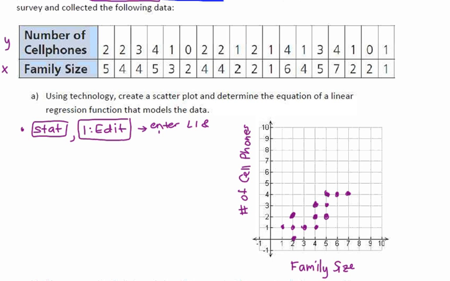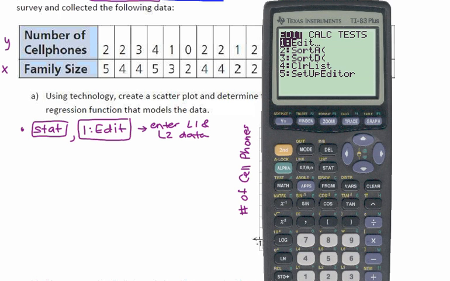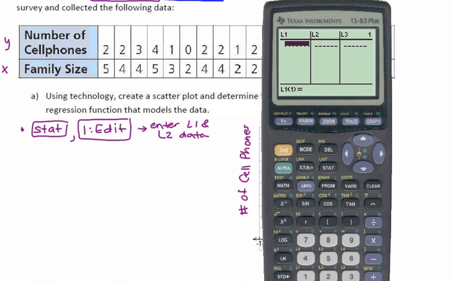Then from here, enter L1 and L2 data. We did something very similar in statistics, but the steps we're going to follow are going to be different. Does anyone have anything in their lists already? If you do, the easiest way to clear them is to go up to L1, push clear, and back down, and it will be gone. Do not push delete, because then you will literally delete L1. You don't want to do that. Now be careful, these are our x's. So L1 is x, and L2 will always be y.